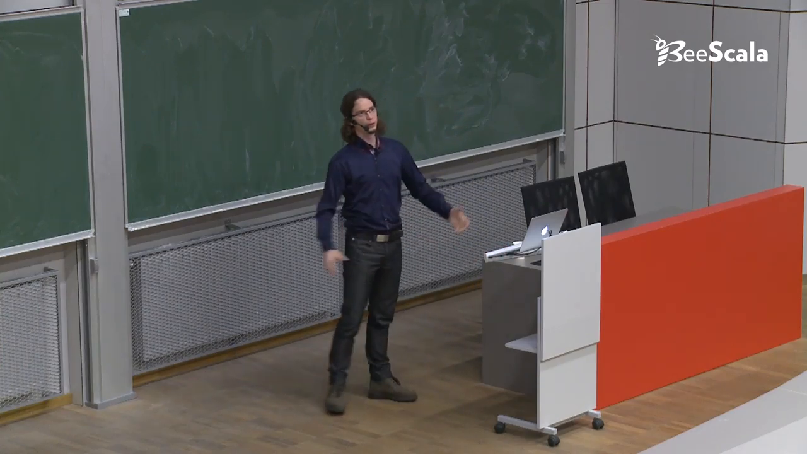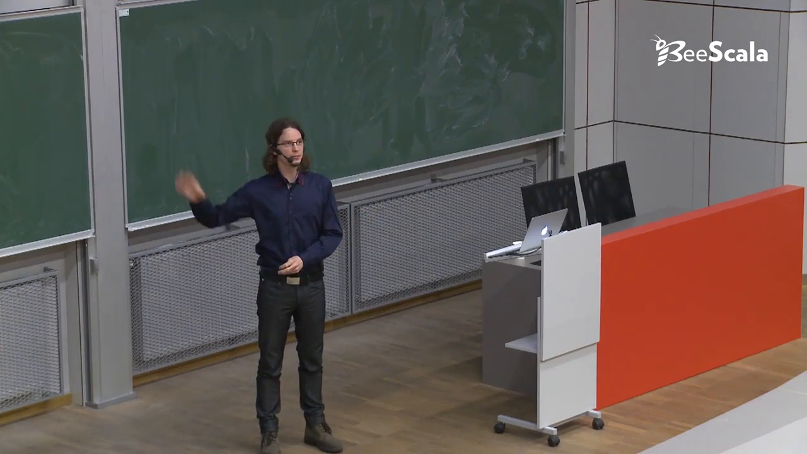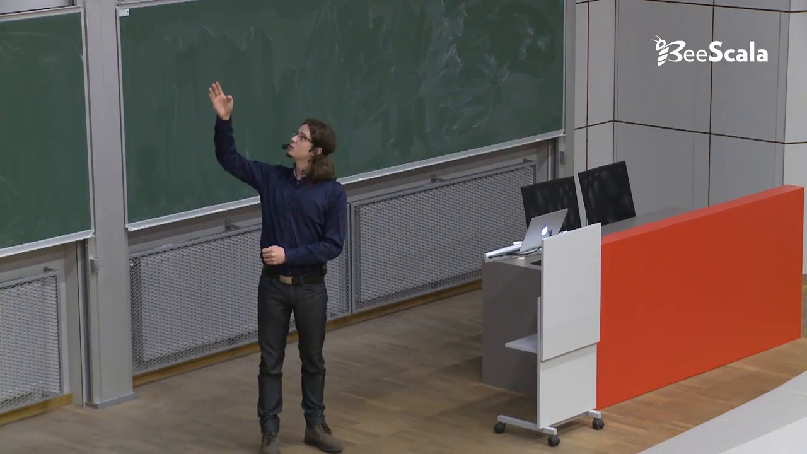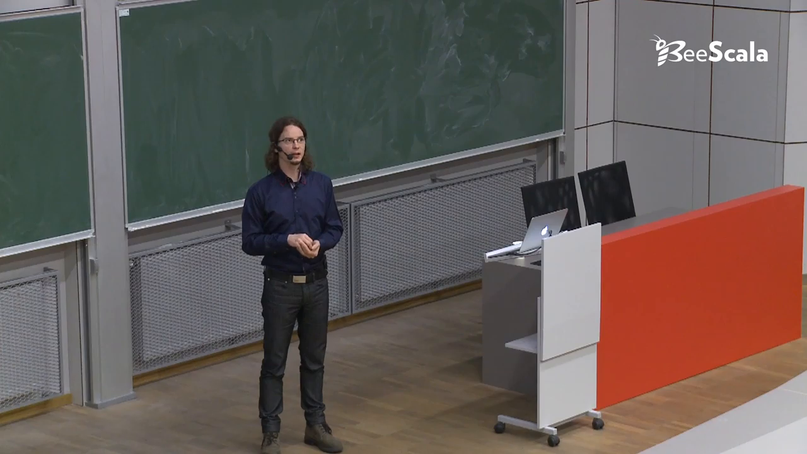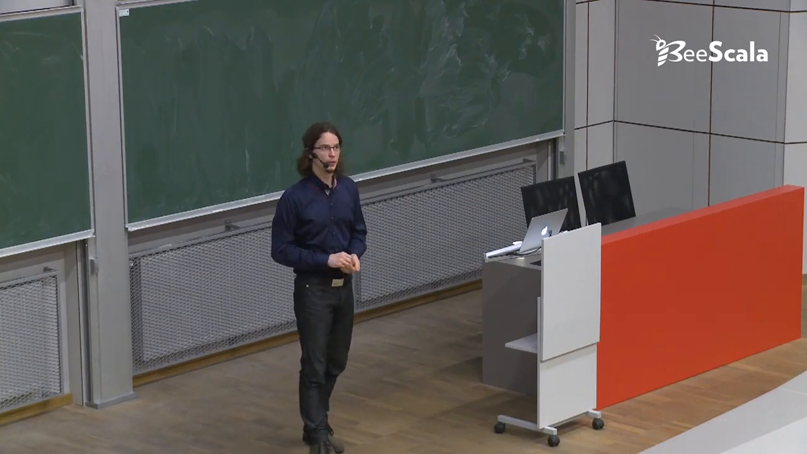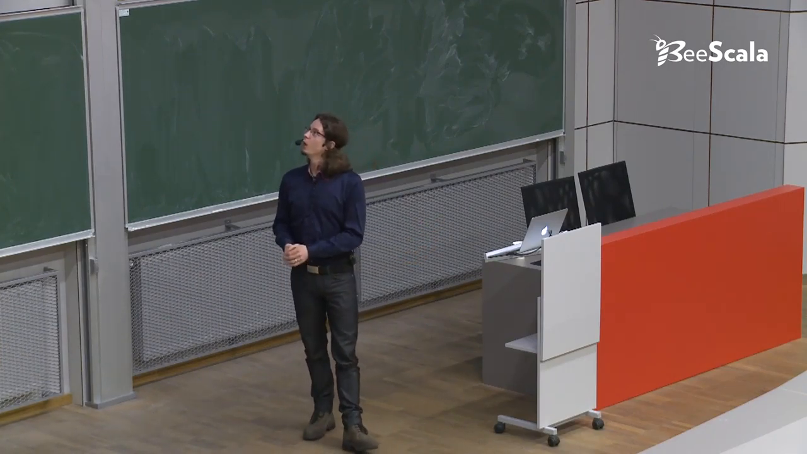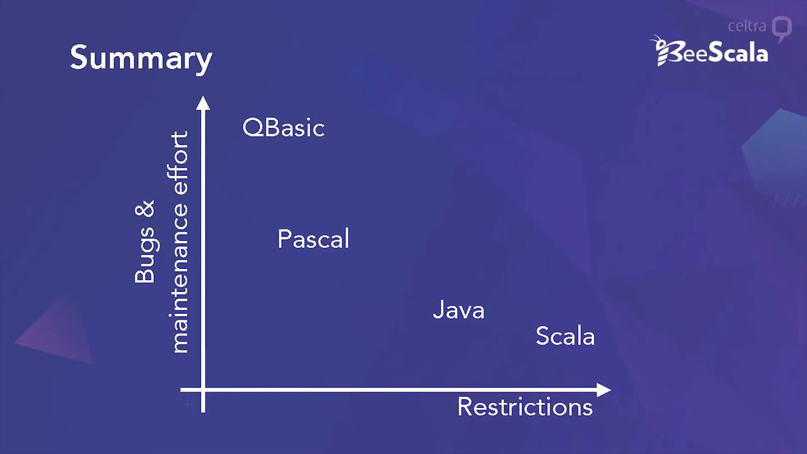So going through this, I think I see a pattern. Maybe I don't have enough data and this pattern is wrong, but it seems to me that the more restricted we as programmers are, the fewer chances we have to make bugs, and the easier it becomes for us to maintain a code base, to add new features, to fix bugs. Why do I think this is so? Because if the language is restricted, then the compiler can do more for us.